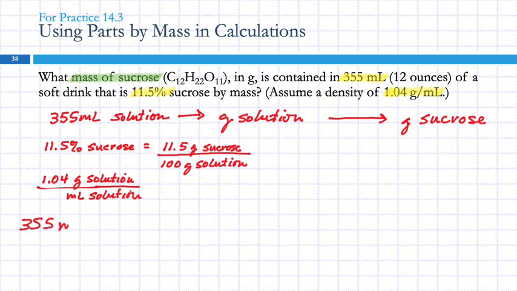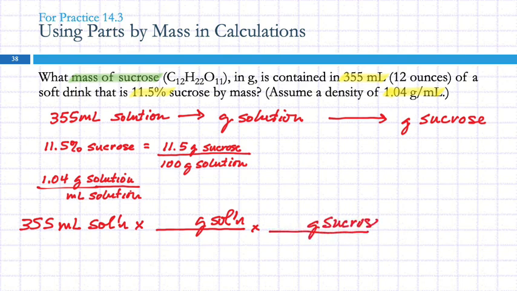355 milliliters. I'm going to abbreviate solution. Milliliters of solution. And we're going to convert that to grams of solution. And then we're going to convert that to grams of sucrose. So that's my path. Milliliters of solution, grams of solution, grams of sucrose.